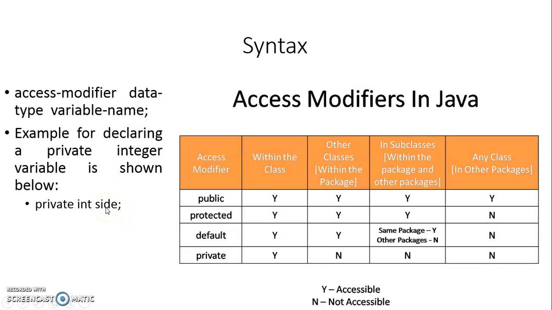Now, what is the mechanism, whether the modifier is used within the class or outside the class or in another package? We will see each of the types. For example, if my access modifier is public, the members can be used within the class, by another class within a package, in subclasses within the package and in another package, as well as in other packages also. This variable can be accessed everywhere.